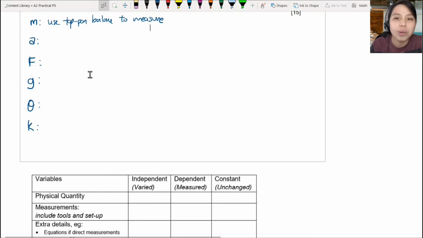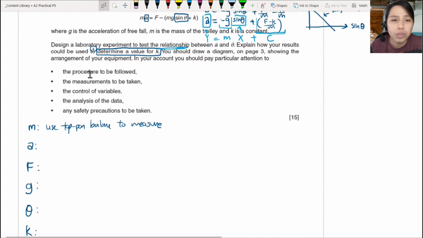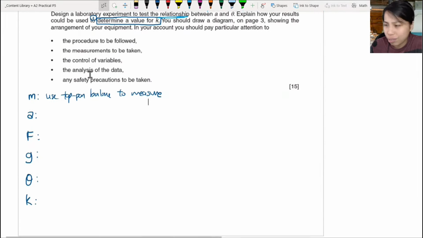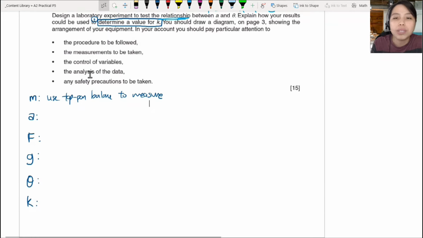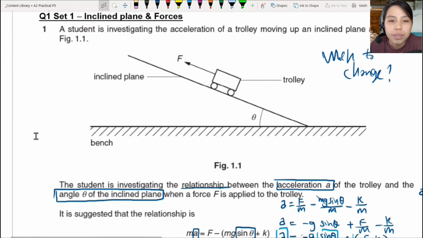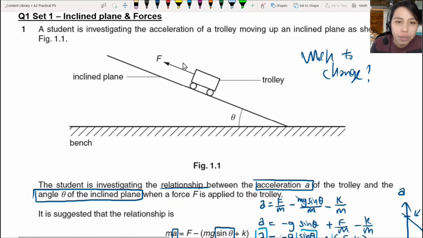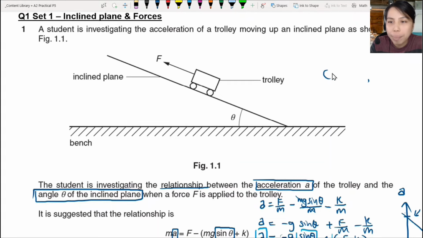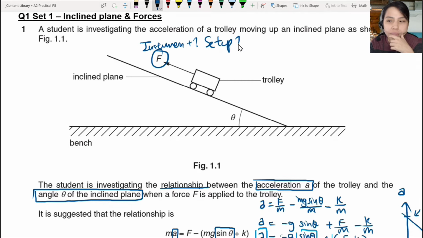Acceleration. How to measure acceleration? Okay, this one we pause first. It's going to be a bit more complicated. Force. How do we measure force? What is this F? Let's go to the diagram. Force is going to be the force that you pull the trolley up the plane. How do you measure a force? With what thing? What do you use? Any ideas?